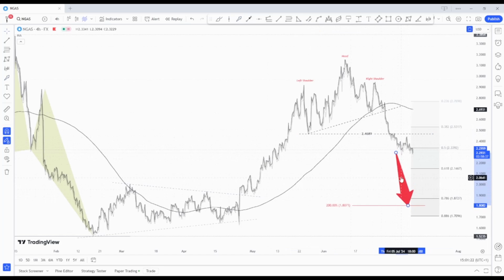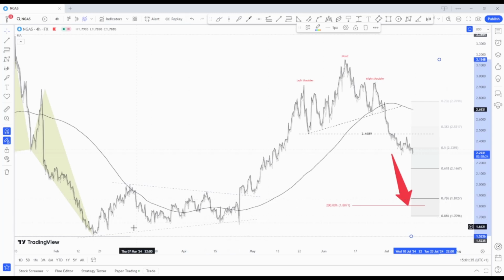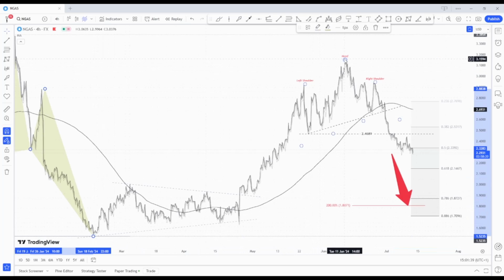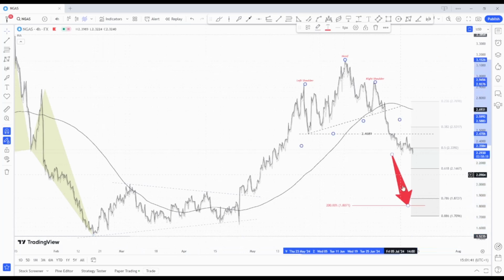So we have default targets for that specific head and shoulders pattern projected at 1.80. Basically it's equivalent to a 78.6% Fibonacci retracement from these lows from February to the most recent highs of June, and the retracement of these moves towards the 78.6% Fibonacci level will put the price very close to the default target for this head and shoulders pattern formation.